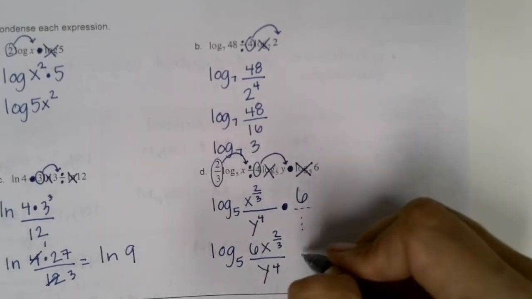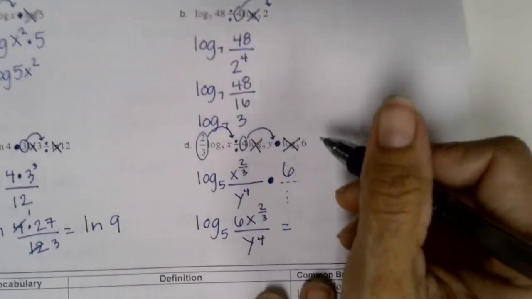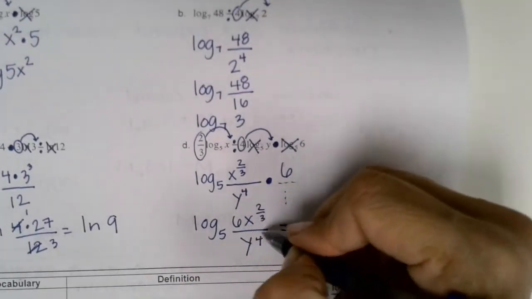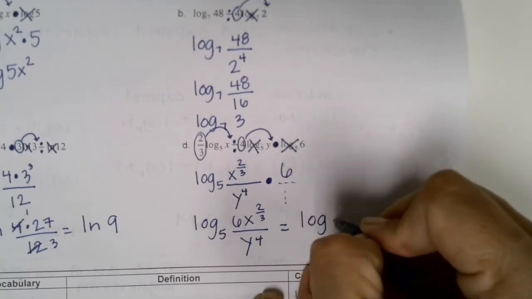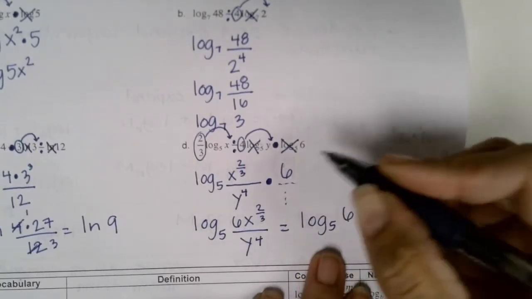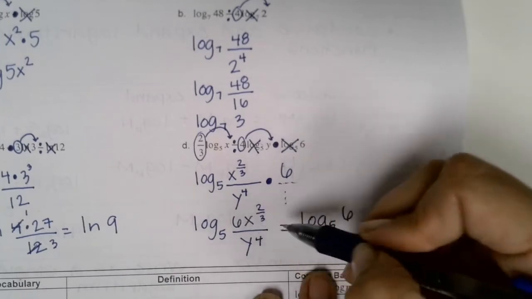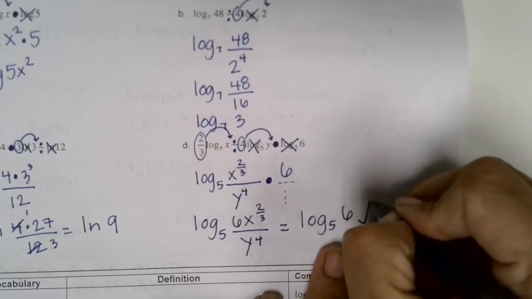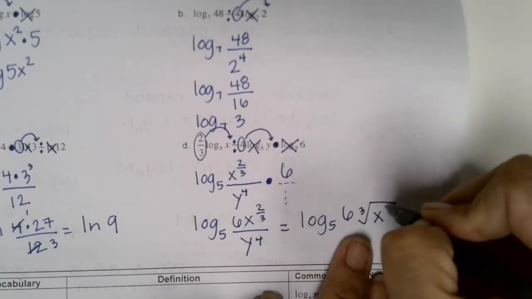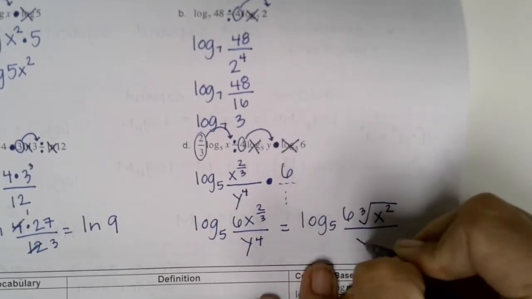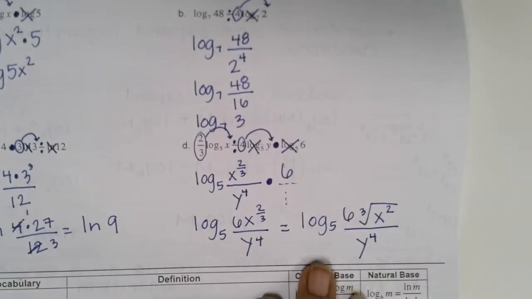And if you want to be fancy, which it's always fun to be fancy, you could write this as power over root, so it would look like this. Log base 5 of 6. That 2/3 does not belong to the 6, it only belongs to the x. And then we're taking the cube root, because that's the root, of x squared all over y to the 4th. Ooh, fancy.